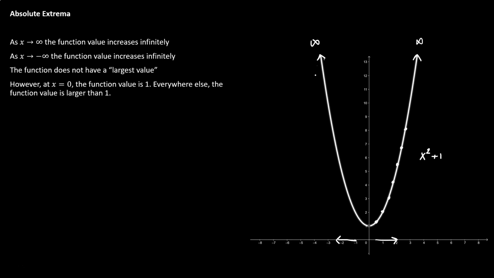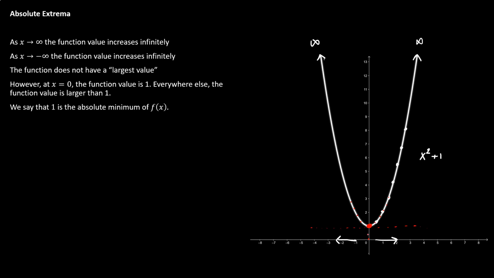However, we can find a minimum value. If we zoom in to where x is equal to 0, and then we look at where that hits, the function value is 1. So at x equals 0, the function value is 1, but then every other point on this curve is larger than 1. There's not another point that goes lower than 1. So we can see that everything is above that value 1, which means this is the smallest value the function ever takes on.